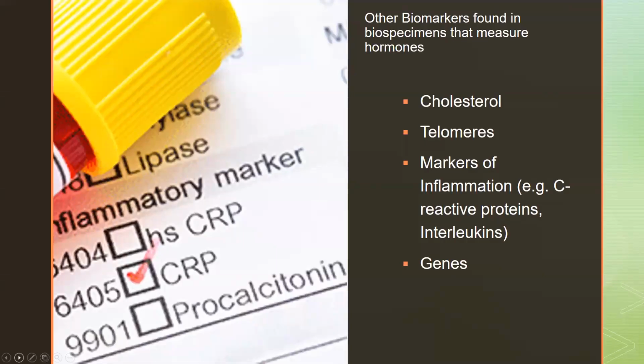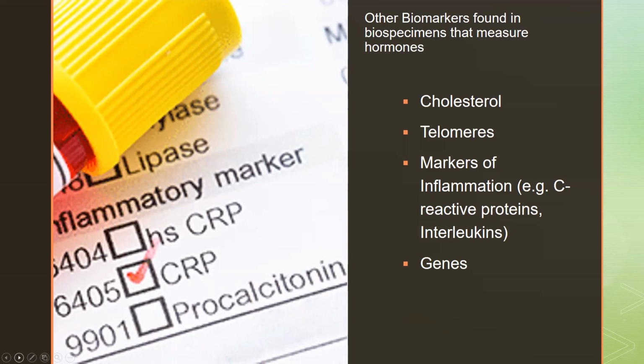Another thing that I want to mention is that this is kind of important when we're talking about deciding on what biomarker or what biospecimen you want to use in your study. Biomarkers aren't always hormones, for one. And as I said earlier, they're not always necessarily molecules. Of course we have things like cholesterol, telomeres, markers of inflammation, genes, things of that sort. But also keep in mind that biomarkers can be things such as a person's blood pressure. It can be their BMI. When we think biomarkers, we don't want to limit ourselves to thinking about a molecule.